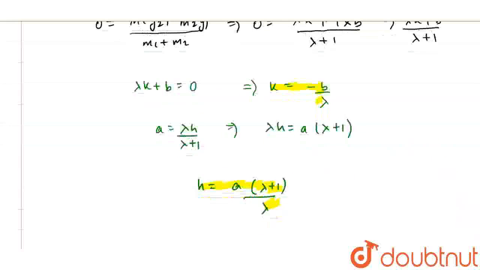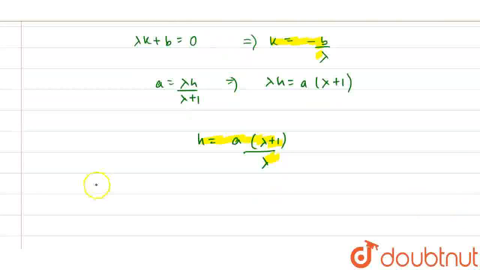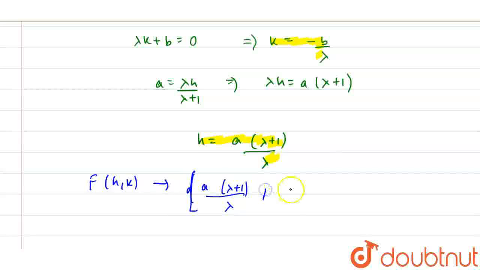So the coordinates of point F are h comma k, that is A times (lambda plus 1) divided by lambda, comma the k value, that is minus b by lambda. Now if we take A common, the lambda and lambda cancel out, so we get A plus A by lambda, and the second term is minus b by lambda.